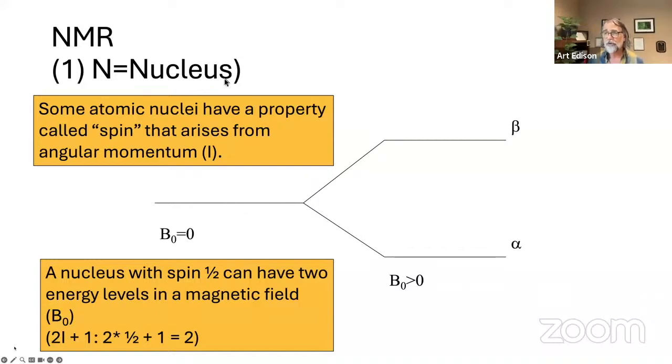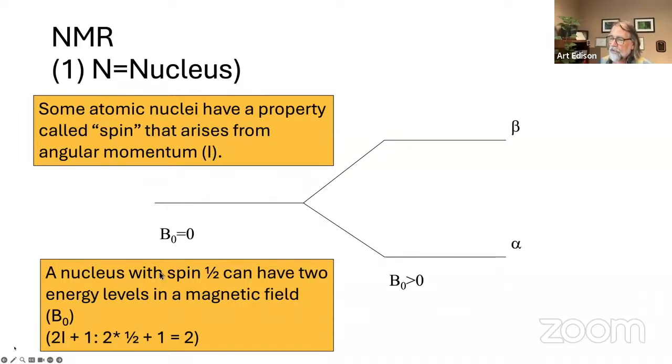So starting with the nucleus of nuclear magnetic resonance, some atomic nuclei, not all, but many of them have a property that's called spin. That arises from angular momentum in quantum mechanics. And so the spin is the term that we use. It has good reason to be called spin, that you'll see in just a minute, about what they do in a magnetic field.